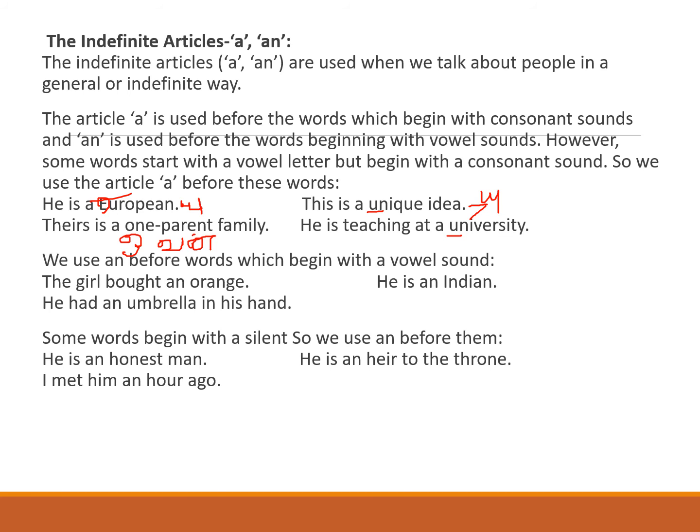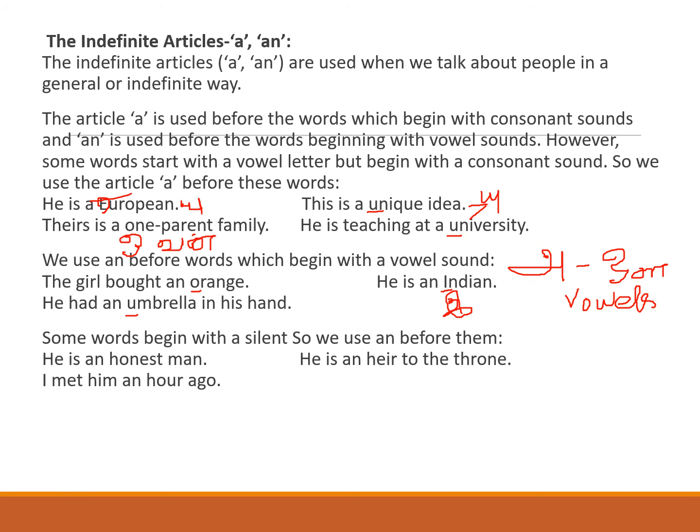We use an before words which begin with a vowel sound. He is an Indian. So we know what vowels and consonants are, right? Yes, children. All the words that sound from a to o are called vowels. He had an umbrella. The girl bought an orange.